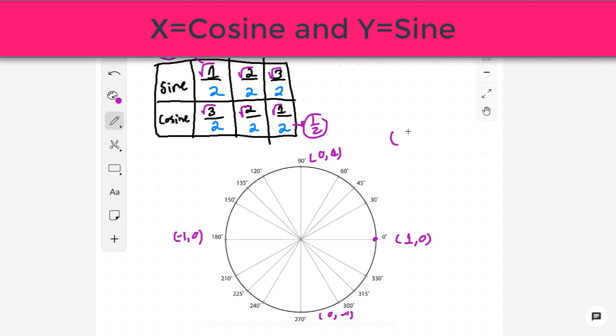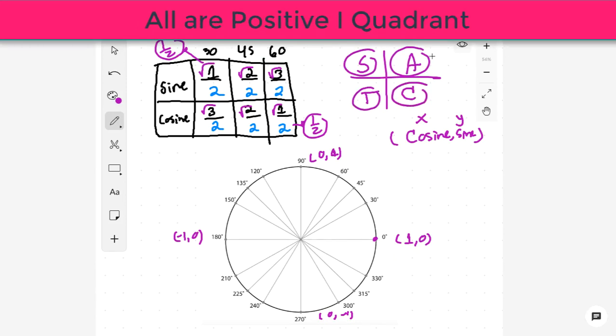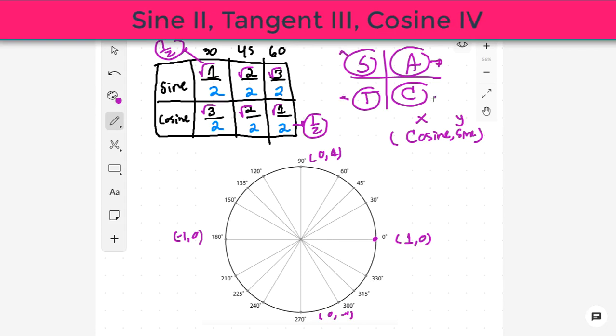Awesome. Remember, you're going to have cosine, sine. That means that the cosine is x, sine is y. Also remember that all students take calculus. This is where your trigonometry functions are positive. Like here in the first, all of them are positive. Here's the sine, tangent, and then cosine.